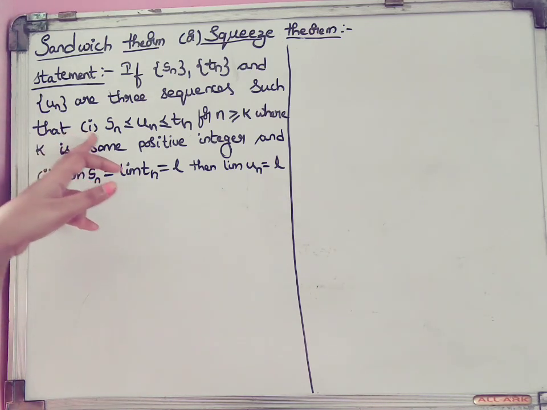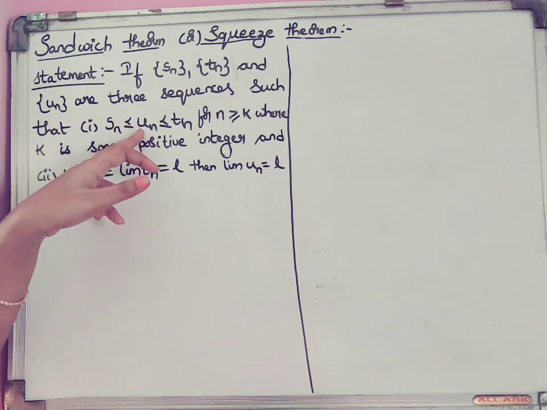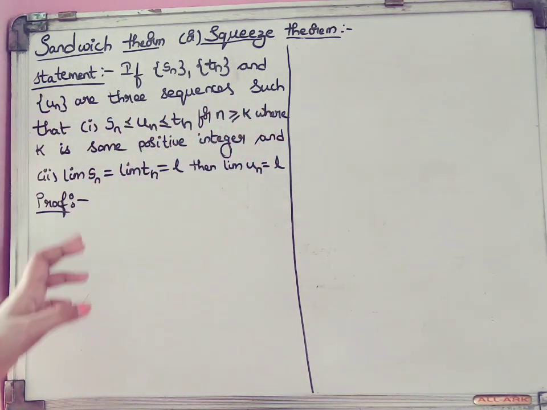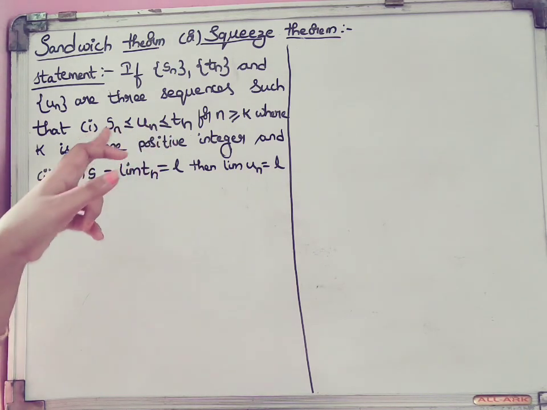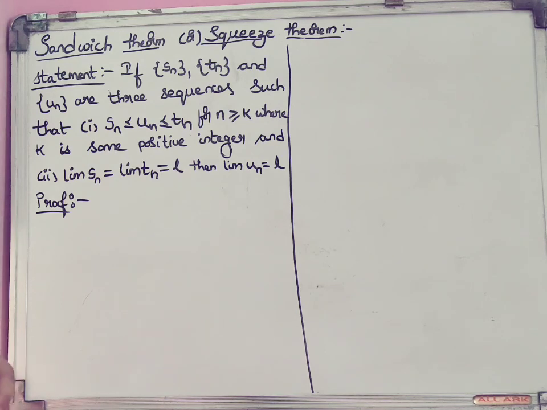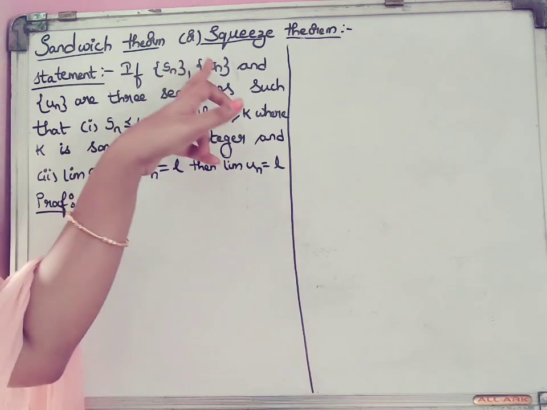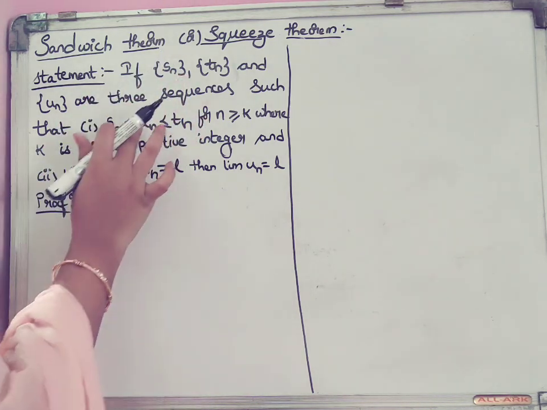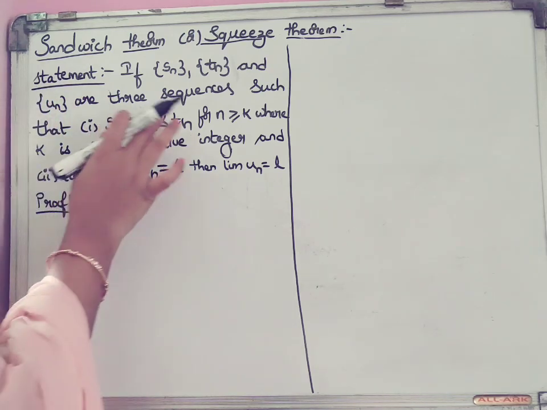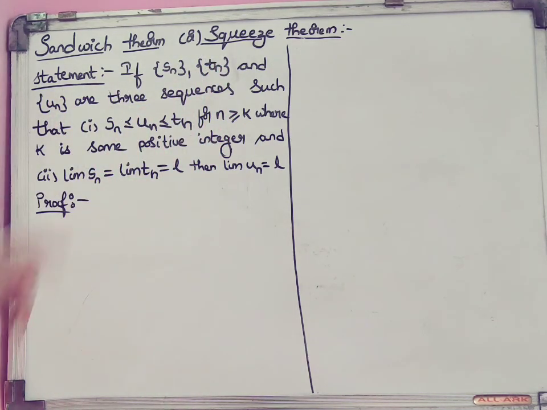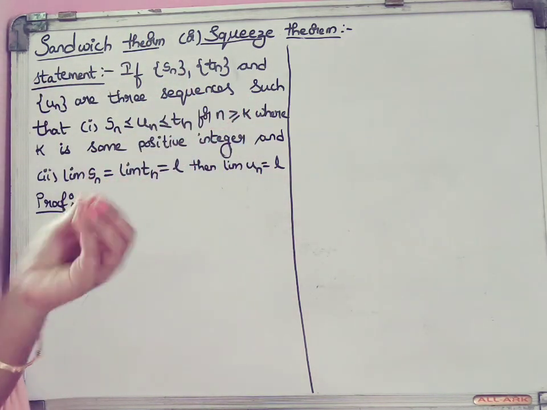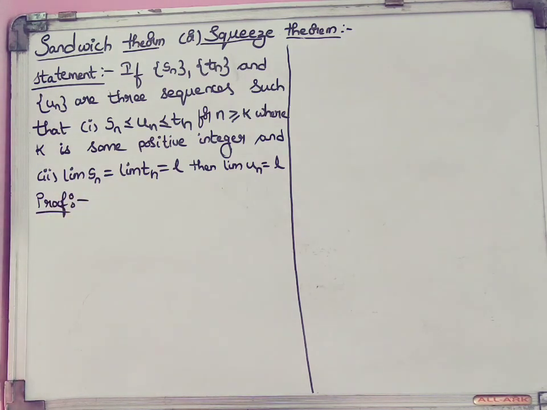Okay. What is our first condition? Say here, Sn less than or equals to Un less than or equals to Tn for n greater than or equals to k, where k is some positive integer. Sn, Un, Tn are nothing but nth terms of sequence Sn, sequence Tn and sequence Un. See here, Sn is the nth term of sequence Sn, Un is the nth term of sequence Un, Tn is the nth term of sequence Tn. These are the nth terms of these three sequences, for n greater than or equals to k, k is a positive integer. Positive integer is nothing but 1 to infinity.